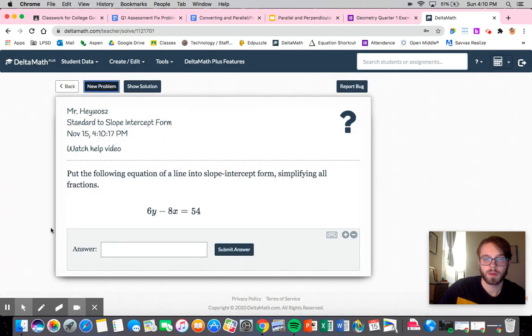Okay, so let's do this one. So again, we've got to get the x term to the other side, so I'm going to add the 8x to both sides. So 6y equals 8x plus 54. All right, so divide by 6. Again, we're just dividing by 6, divide by 6.